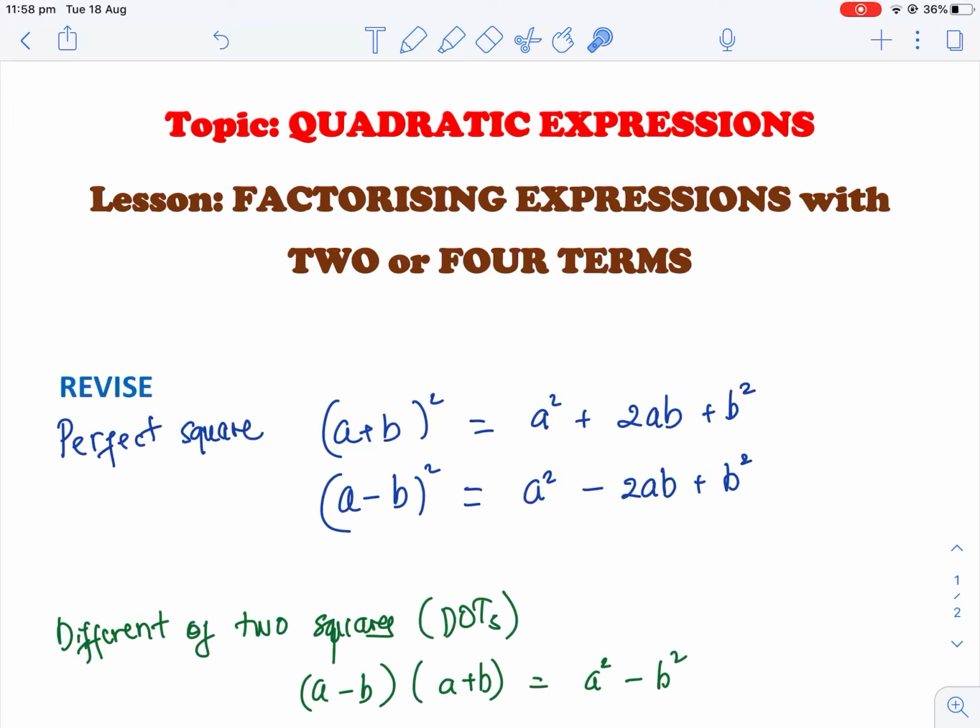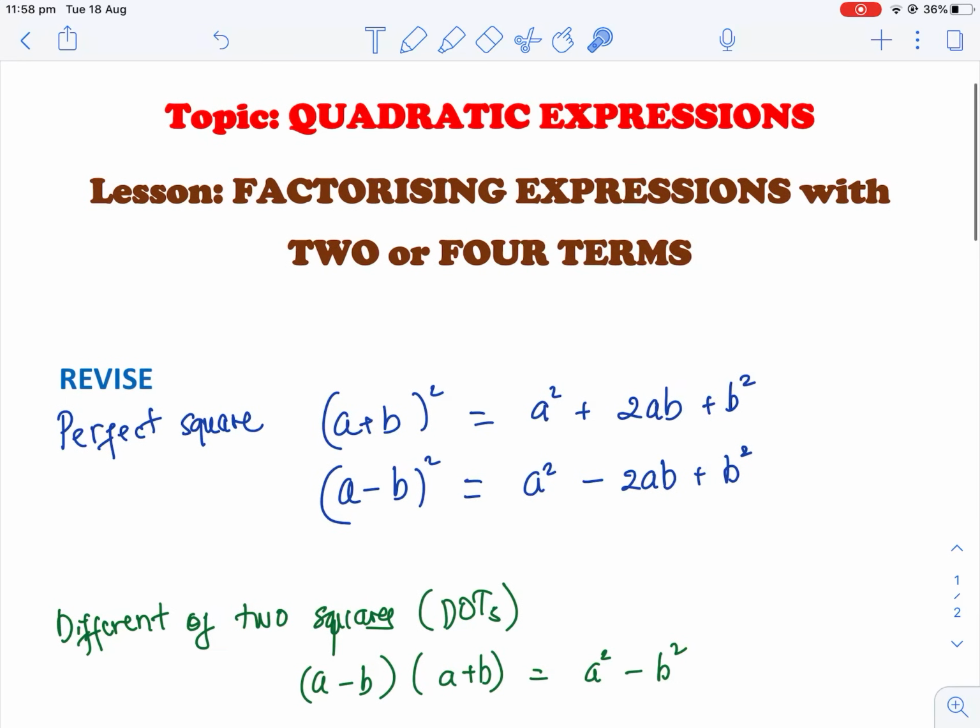Hi guys, so in this video we keep going with the quadratic expressions topic. We're going to move on to factorizing expressions with 2 or 4 terms. In video 1, we learned how to expand brackets. It means when you have brackets, you have to give it the expanded form. This one is expanded form, this one is factorized form. And now in this video, we have to do the other way. When you have the expanded form, you have to factorize it, bring it to the factorized form.